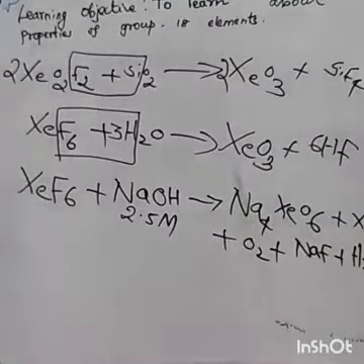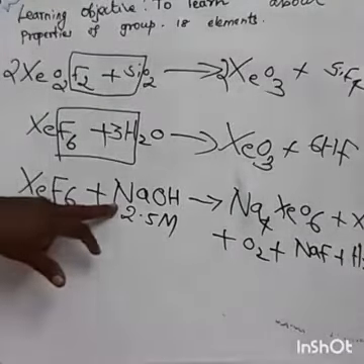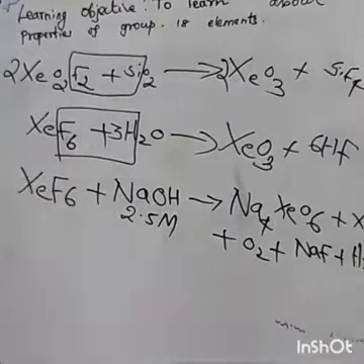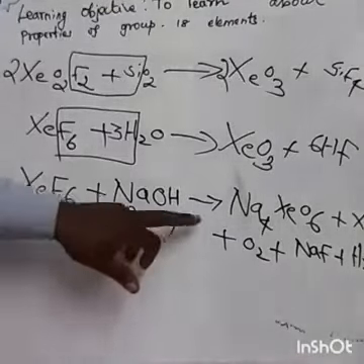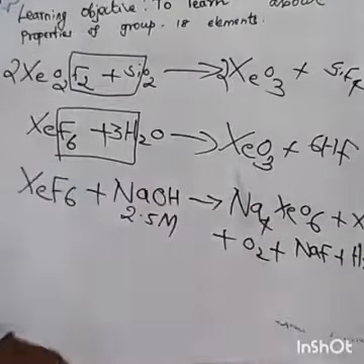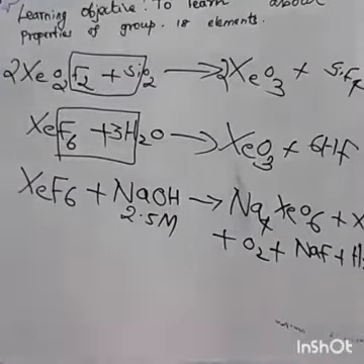That is xenon hexafluoride reacts with 2.5 sodium hydroxide. We get sodium perxenate, and also xenon plus oxygen plus sodium fluoride, and also we get water. How can you balance the equation? That's very important. How can you balance the equation?